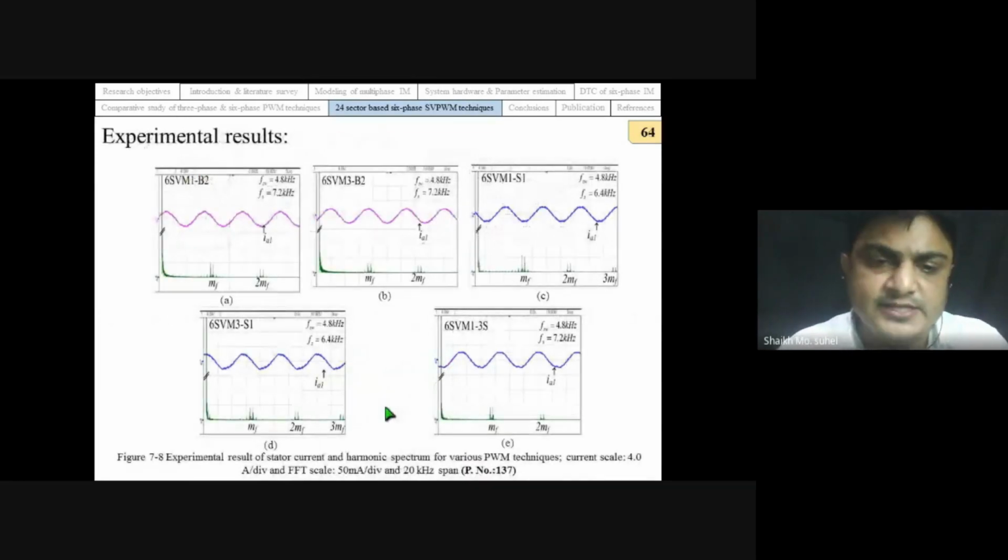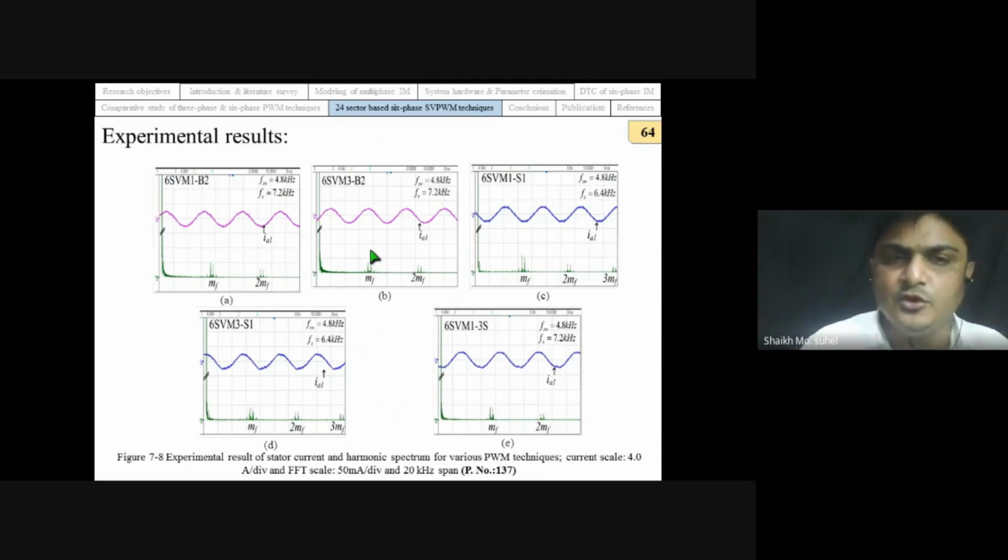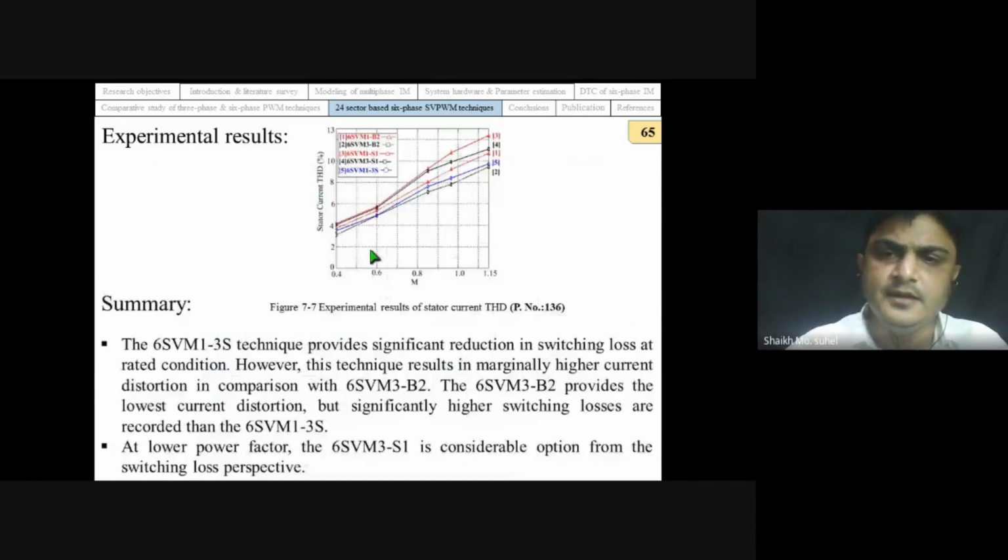Now let us discuss the experimental results. Experimental results confirm that 6-phase SVM3B2 can produce the lowest stator current distortion among all the PWM techniques. When this experimental result is extended to other frequencies, it also confirms that 6-phase SVM3B2 can produce the lowest stator current distortion, while 6-phase SVM13S will produce slightly higher stator current distortion. But one important point to be noted here is that though they can produce slightly higher distortion, this PWM technique number 5 reduces switching loss very effectively.